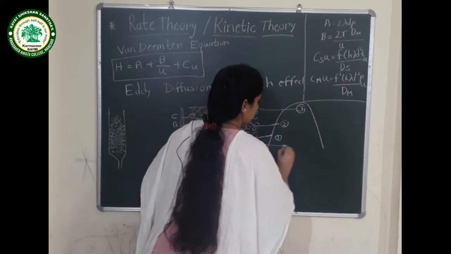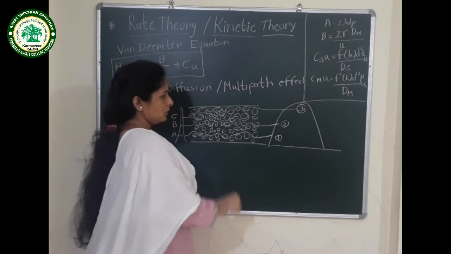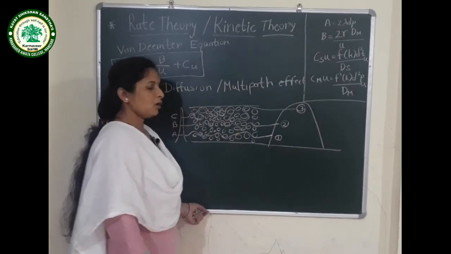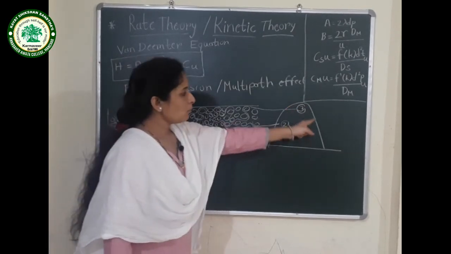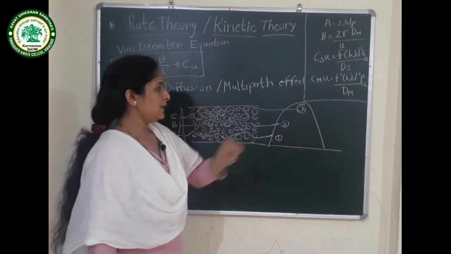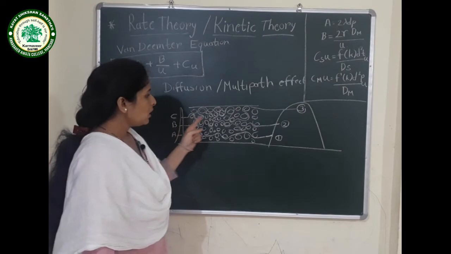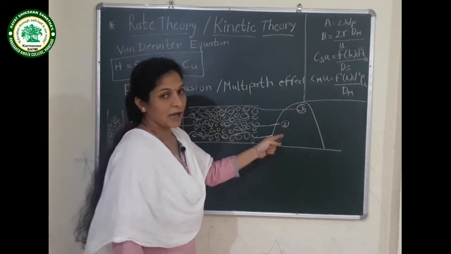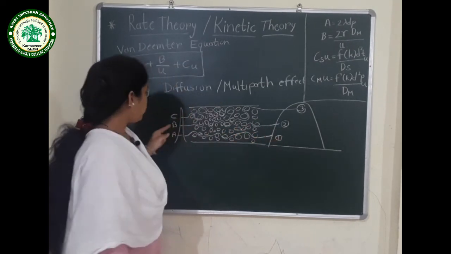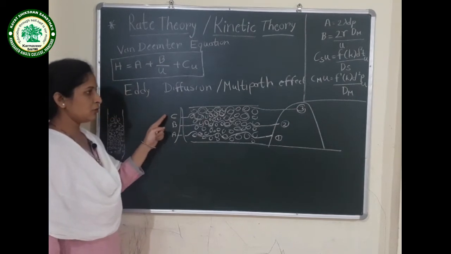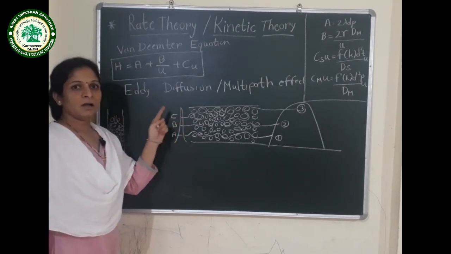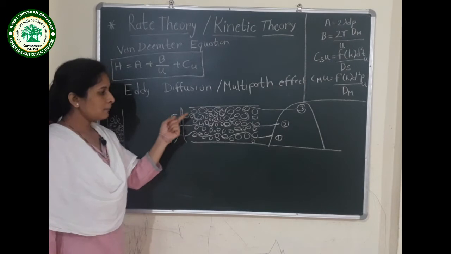Okay. You can see here, due to these different paths, what happens? There is the broadening of the peak. This broadening of the peak is due to the different retention times which are required for these three different molecules because of the traveling of the different paths.